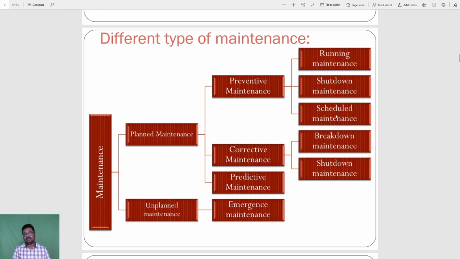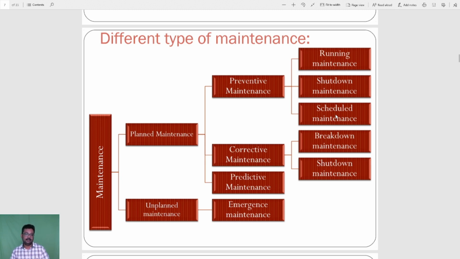In planned maintenance, I have the schedule with me: once in 6 months, once in a year, or based on some running time, some hours, or some parameter. I will do the maintenance based on that. But unplanned maintenance, I will do only if an accident happens. Until then, I won't think about maintenance, replacement or repair of the component. But once the accident happens, I will think about it.